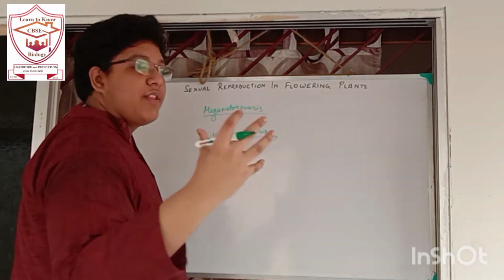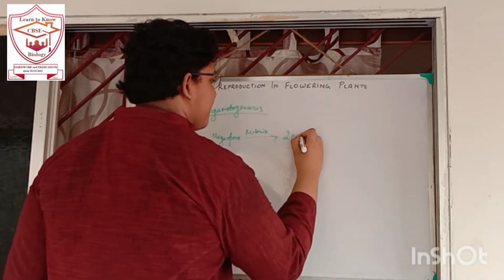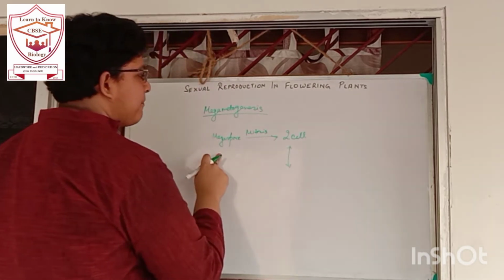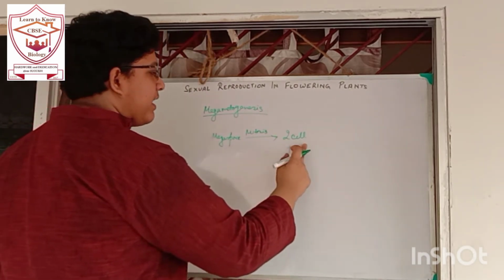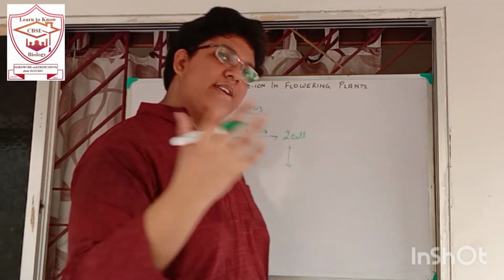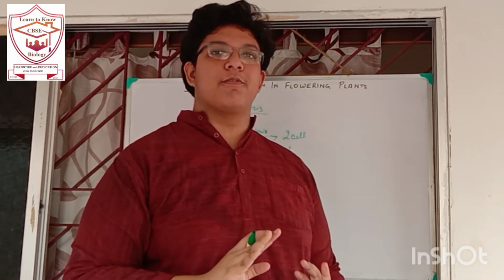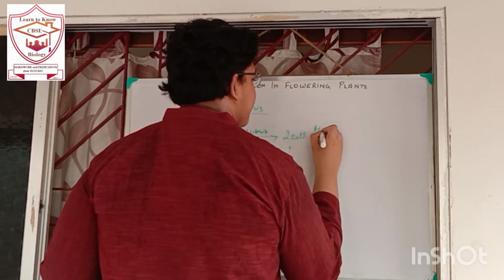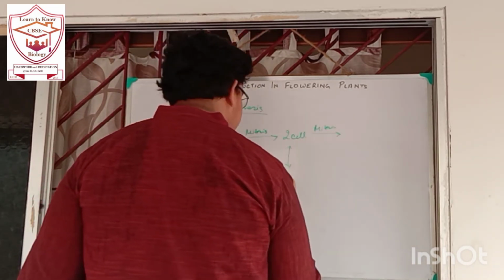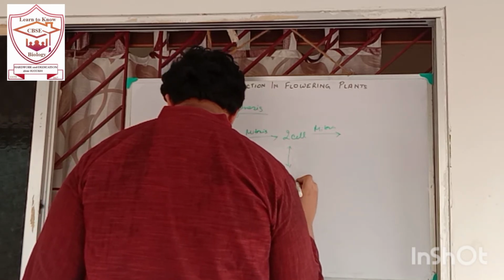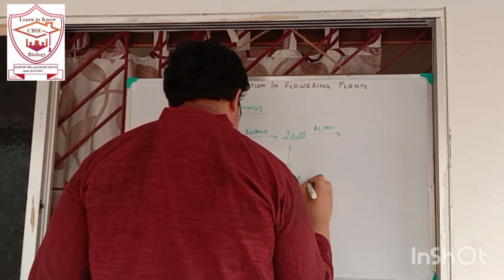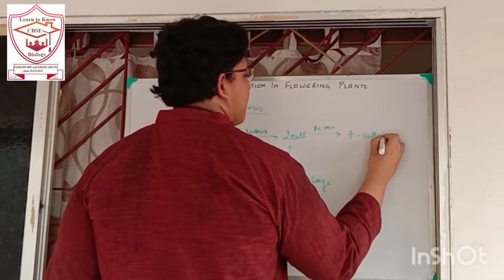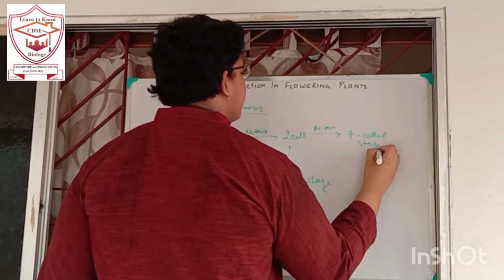One cell, if it undergoes mitosis, forms 2 cells. These 2 cells move to the opposite poles. Megaspore undergoes mitosis to form 2 cells, which move to the opposite poles. 2 cells, 2 nuclei. Normal cell division occurs. From there, again mitosis takes place. This is known as the 2 cell stage. Mitosis forms the 4 cell stage. Normal mitosis is taking place.